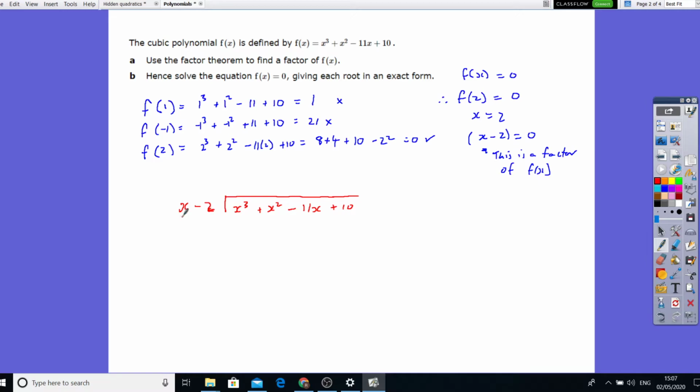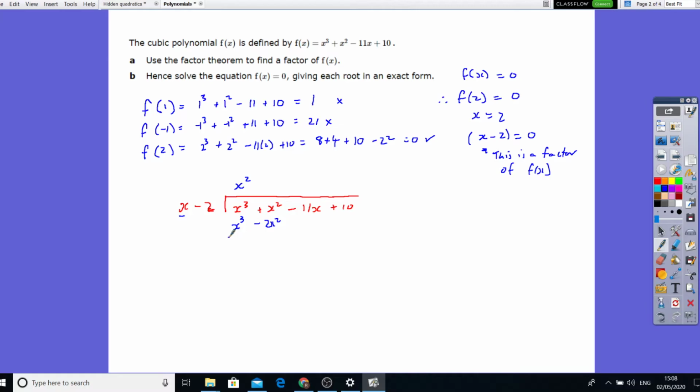So first of all, the best way to think about this is to think, what do I times this x by to give me x cubed? So that's going to be x squared. And then you've got to times each one of those by x squared. So x squared times x is x cubed. x squared times minus 2 is minus 2x squared.